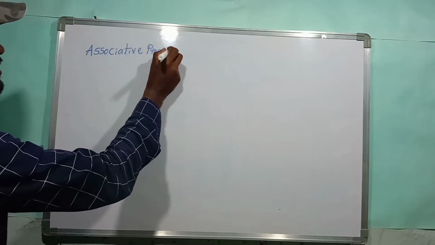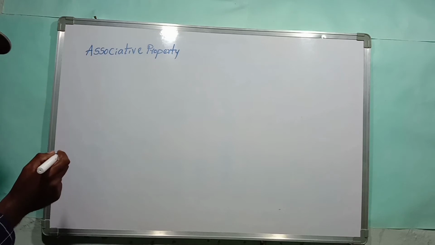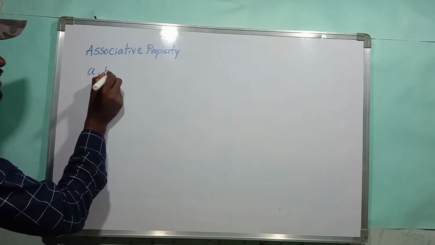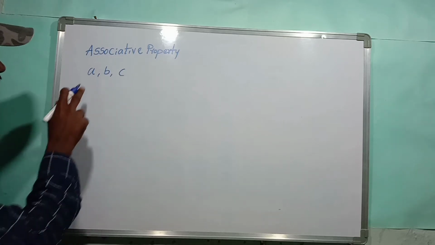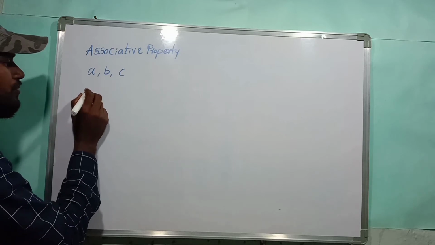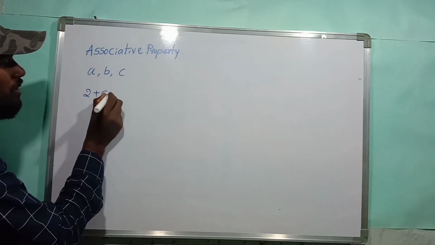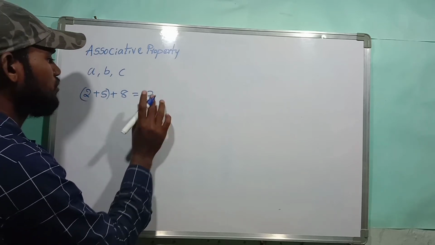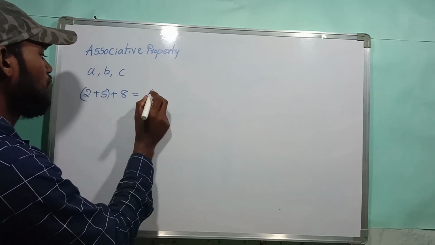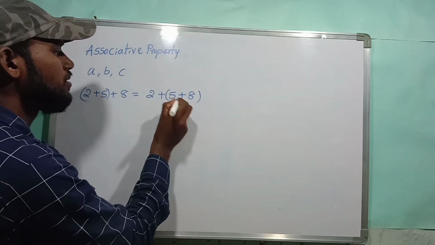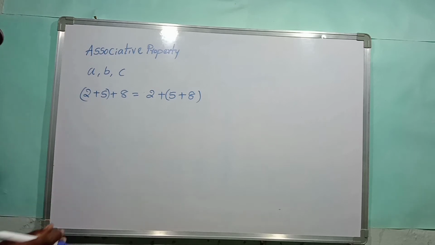Next one, the associative property. In the associative property we are going to take three variables, a, b, c, which are integers here. Now take (2 plus 5) plus 8 is equal to 2 plus (5 plus 8). Now we have to do bracket-wise solving.